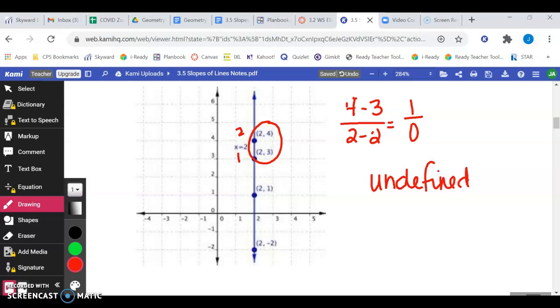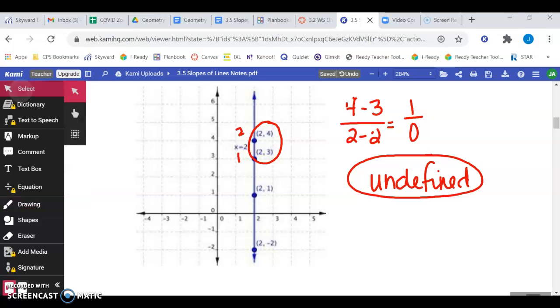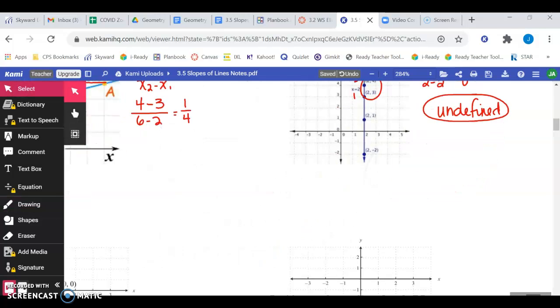So anytime you have a vertical line that's straight up and down, the slope is undefined. You don't need to show your work. You just need to know and remember that.